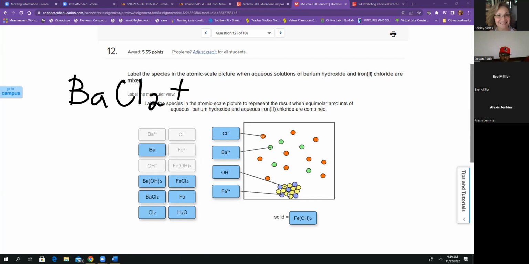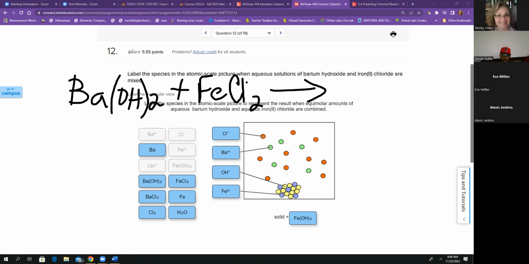Barium hydroxide. Oops, nope. Opposite. Let me erase this. Okay, that's hydroxide there. So it's barium hydroxide and iron 2 chloride. Okay, that is what you want to know: what's going to happen.